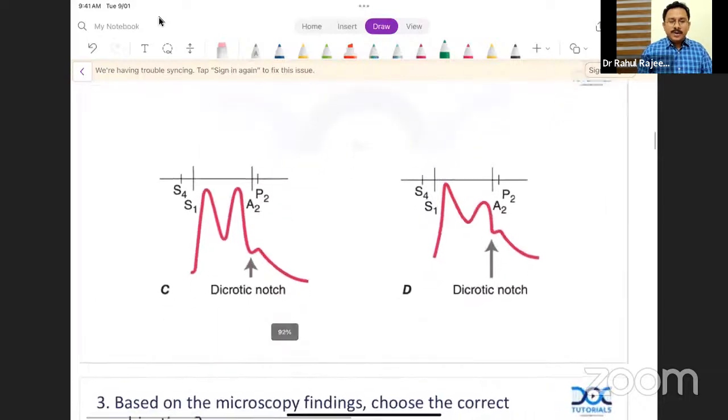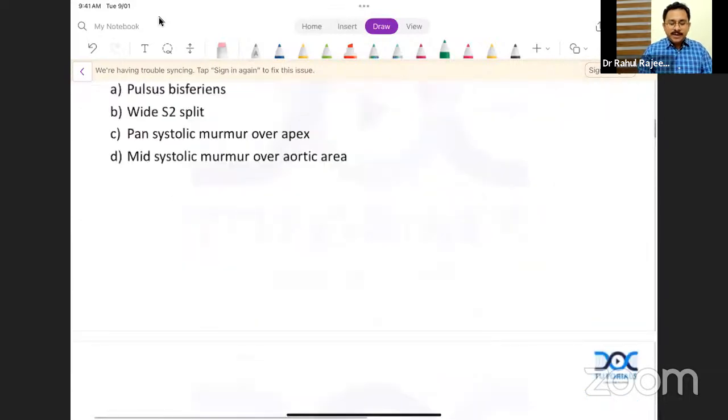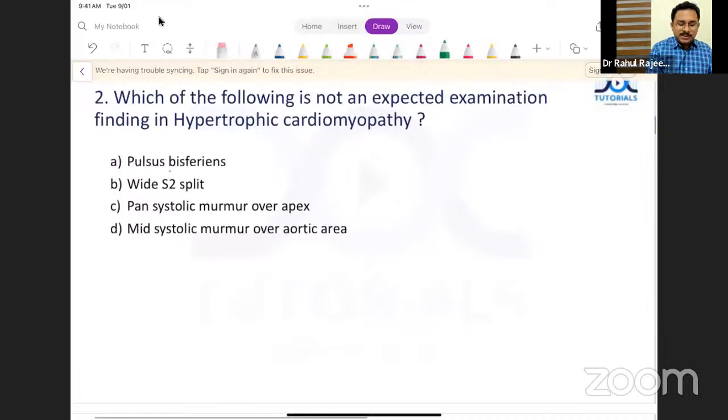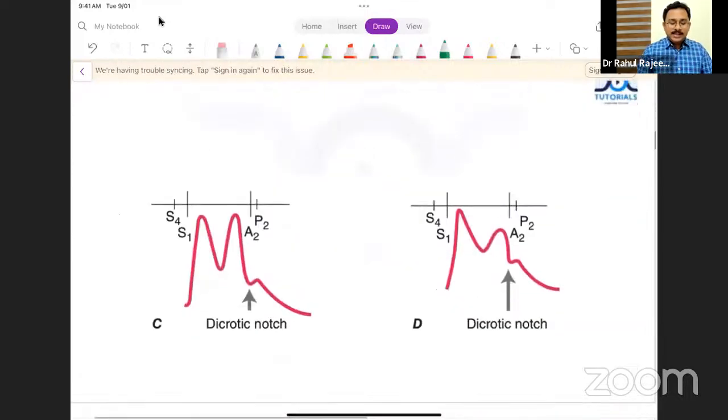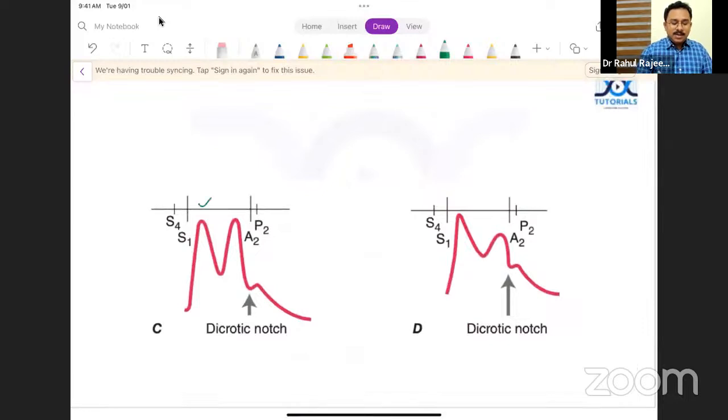The point you have to remember is that in bisferiens pulse, bis means 2. So there are 2 peaks in systole. You can see the percussion wave as well as the tidal wave. As an additional point, I want you to know about 2 patterns of bisferiens pulse. This is pattern 1 and this is pattern 2. In both these patterns, you can see there are 2 peaks in systole. Both are abnormal and both are pulsus bisferiens.